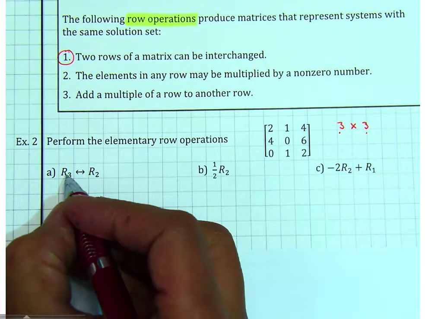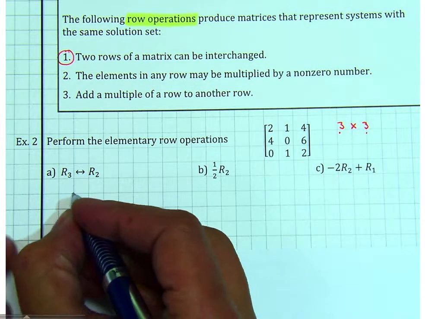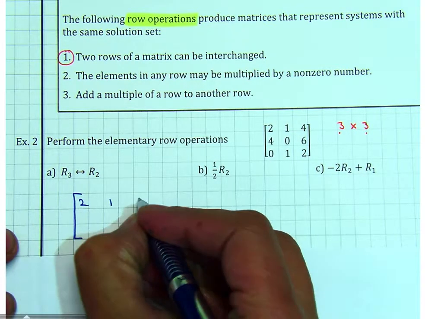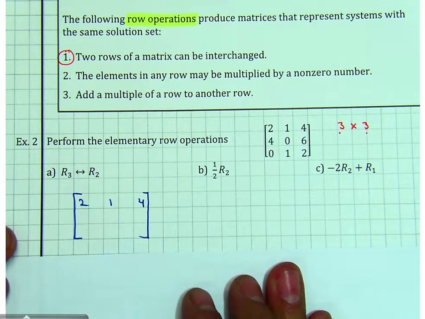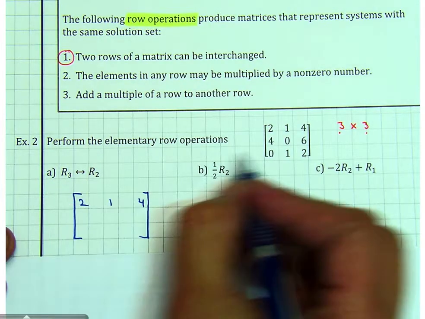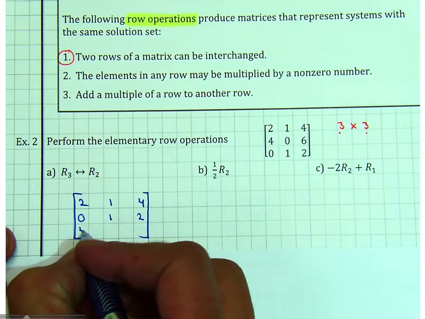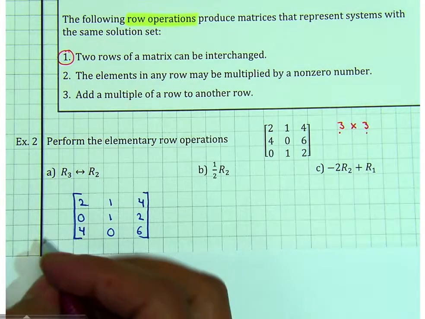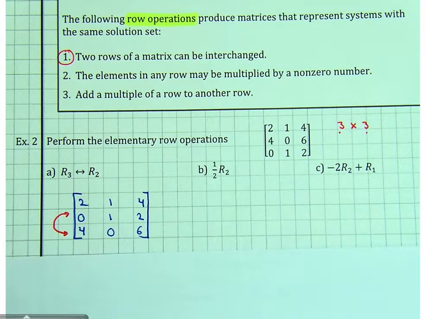So I'm going to switch row 3 and row 2. Therefore row 1 will stay the same. So row 1 will be 2, 1, and 4. Notice that when I write them down, I always leave a space in between. My row 3 will become my row 2. So there'll be 0, 1, and 2. And my row 2 will become my row 3. Now we need to annotate on the left hand side that we switched those 2 rows. So I'm going to place an arrow to indicate that they got switched.